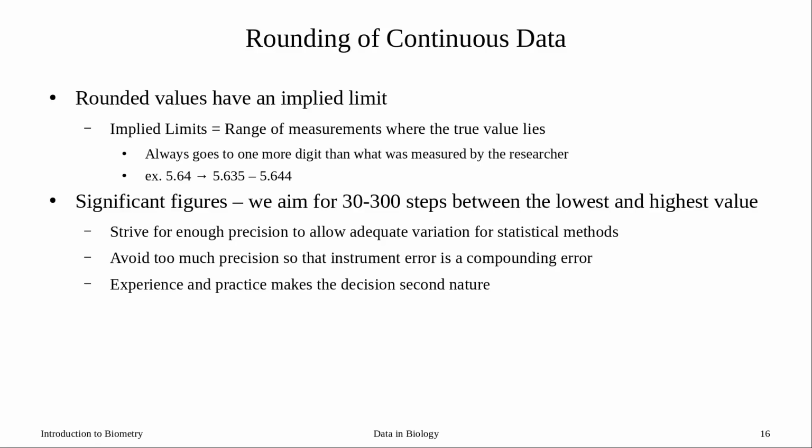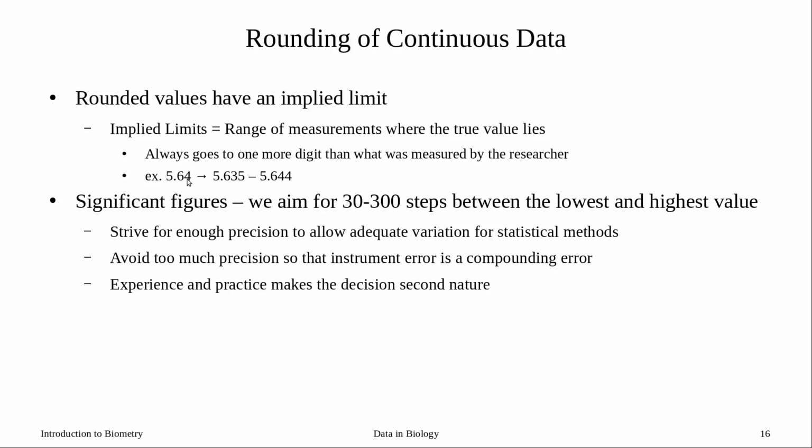When we round a value, our value now takes on an implied limit, which is a range of measurements in which the true value could actually fall. With our rounded values, when we try to generate an implied limit, we always go to one more digit. So for example, 5.64. We will assume that we rounded here at that 4. That 5.64 could represent any number from 5.635 to 5.644. Any number between these will round to 5.64.